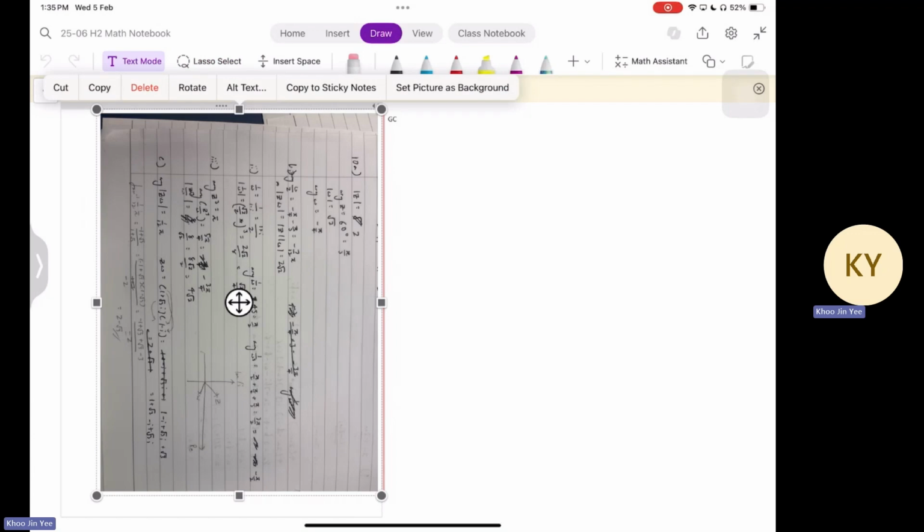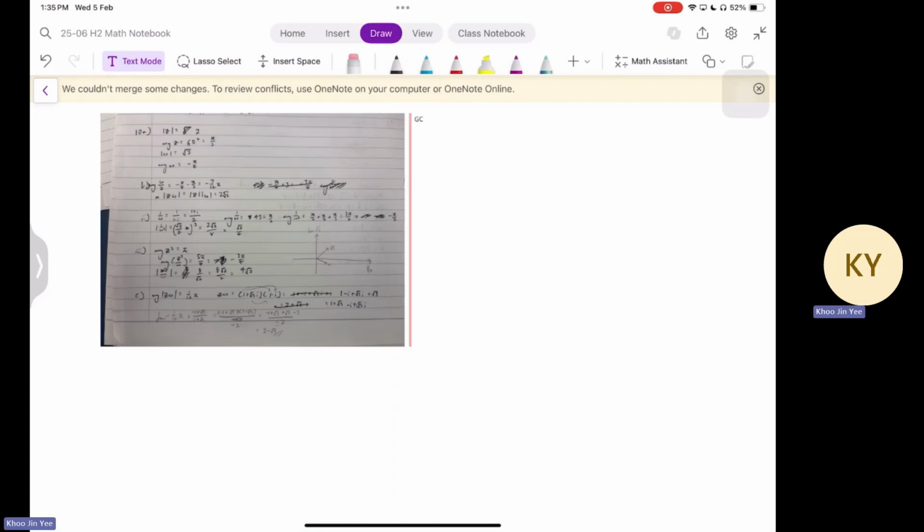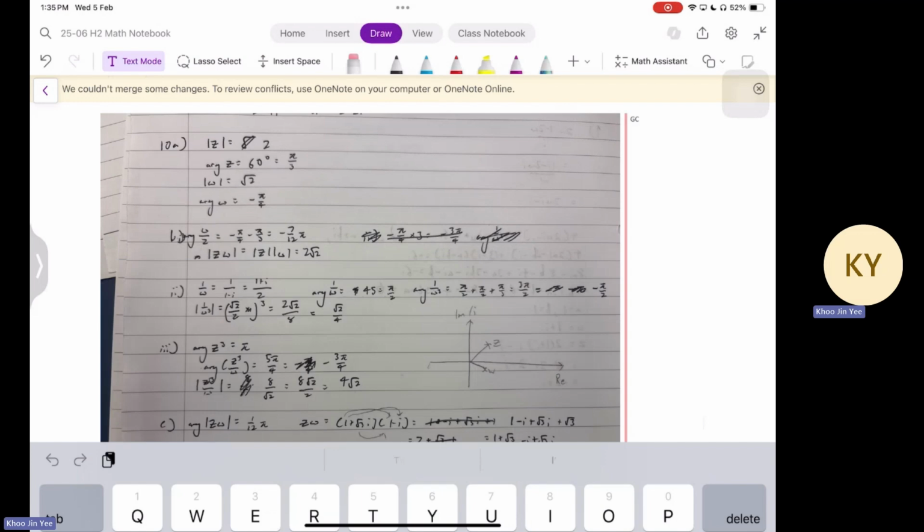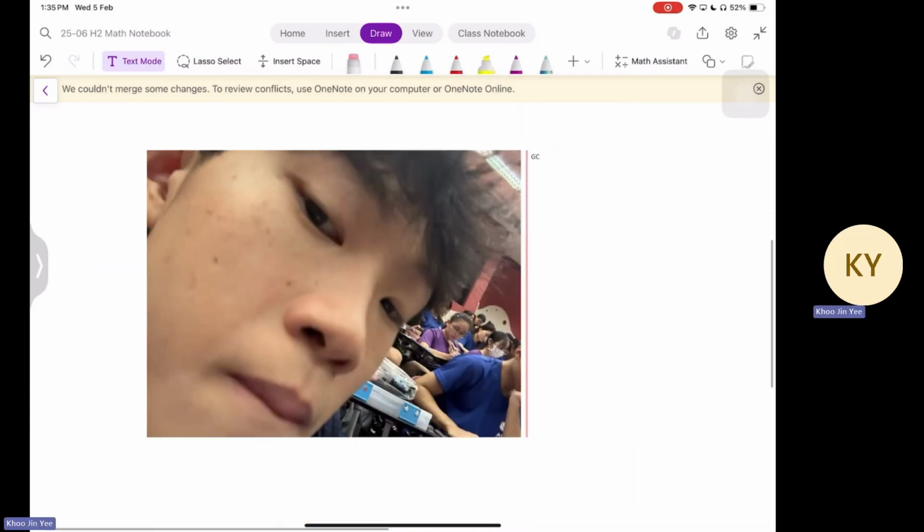Why can your one rotate, his one can rotate? Oh, okay.